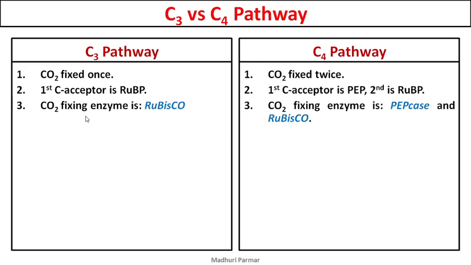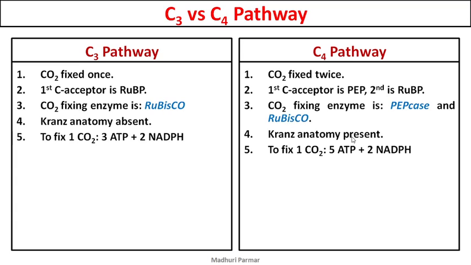Carbon dioxide fixing enzyme, the first enzyme is Rubisco. The only enzyme in fact in C3 pathway is Rubisco, while in case of C4 pathway, the first enzyme is PEPcase, and the second enzyme, when the second time the carbon dioxide gets fixed, it is Rubisco. Kranz anatomy is absent in C3. In the C4 pathway, it is present.